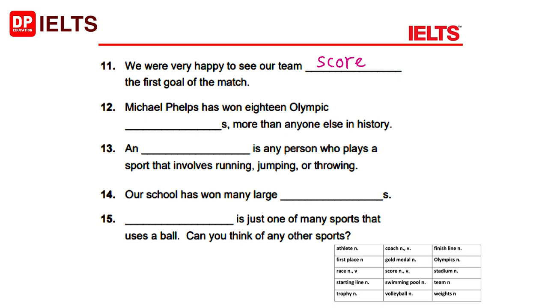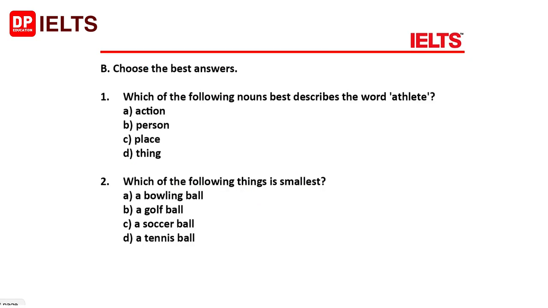Michael Phelps won 18 Olympic gold medals. More than anyone else in history. And blank is any person who plays a sport that involves running, jumping, or throwing. An athlete. Our school has won many large trophies. It's just one of many sports that uses a ball. Volleyball. Right? So, should be really easy for you.